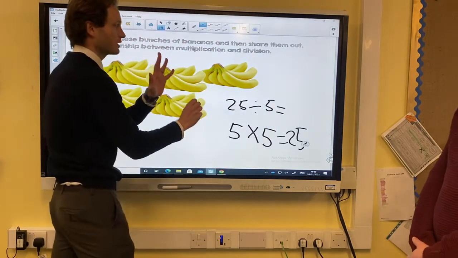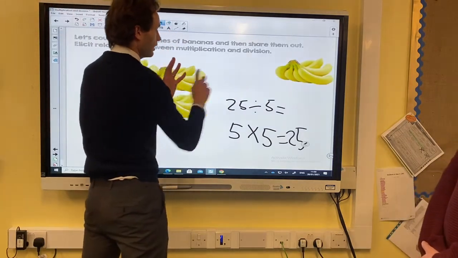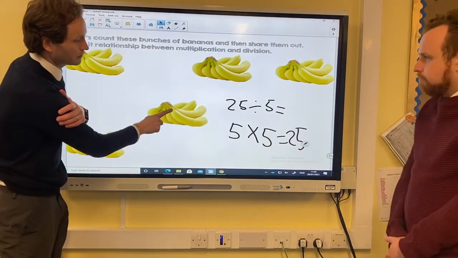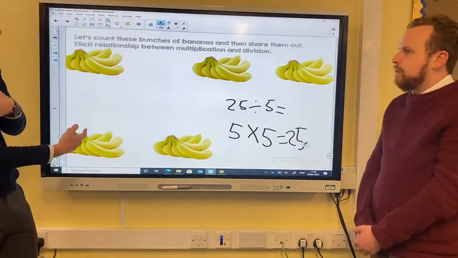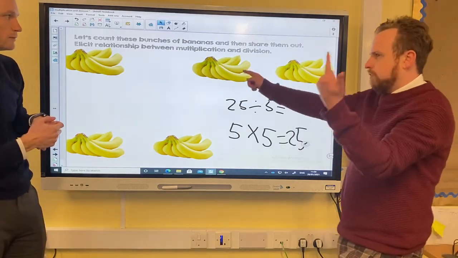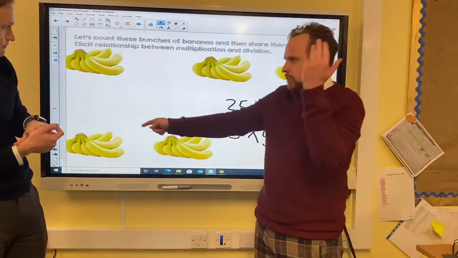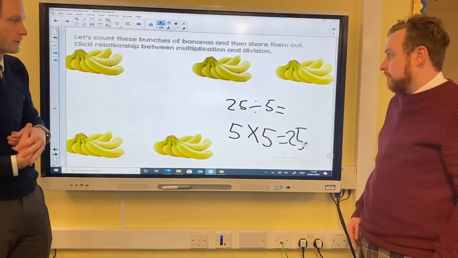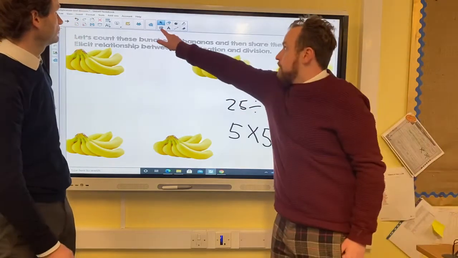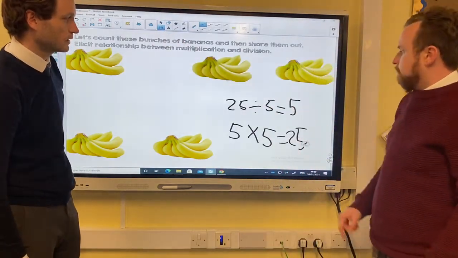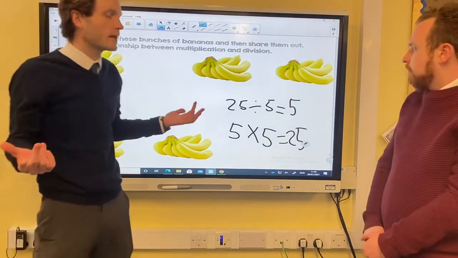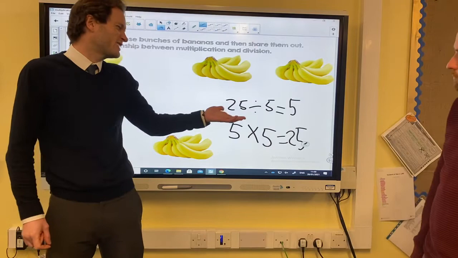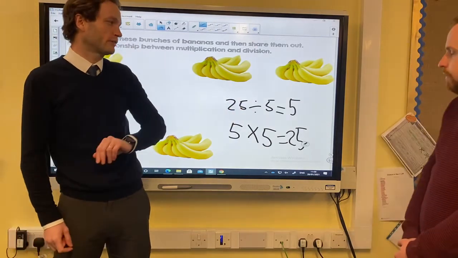Okay, so we can go 1 bunch for you, 1 for me, 1 bunch for Mrs. Lee, 1 bunch for Mrs. Frost, 1 bunch for Mrs. Pede. 5, 10, 15, 20, 25. Each person gets 5 bananas. Simple as that. We're getting good at this, because we worked out 5 times 5 is 25. We now know 25 divided by 5 is 5.